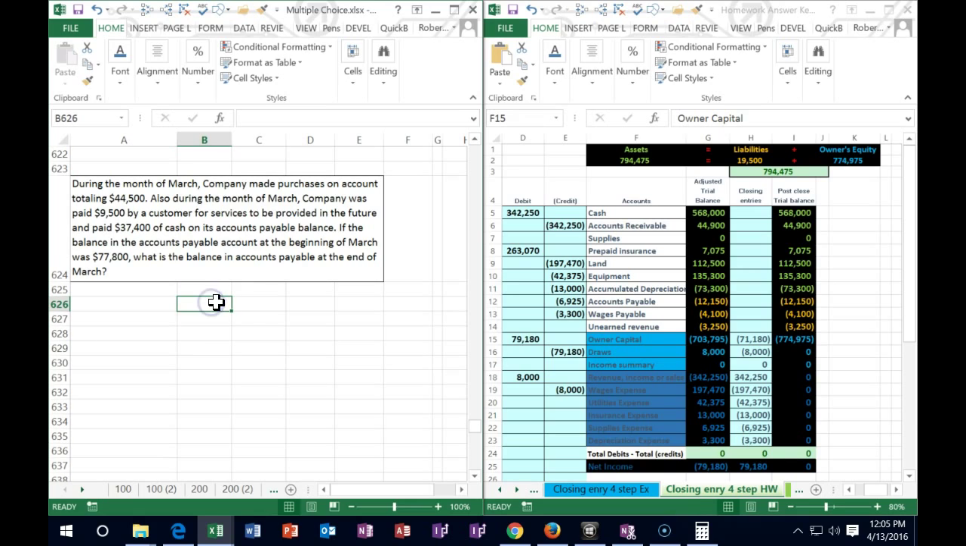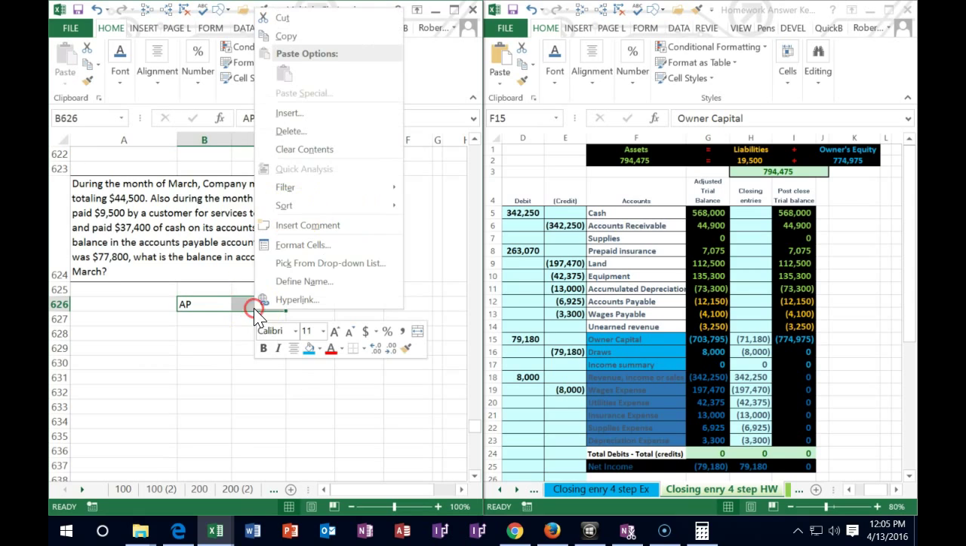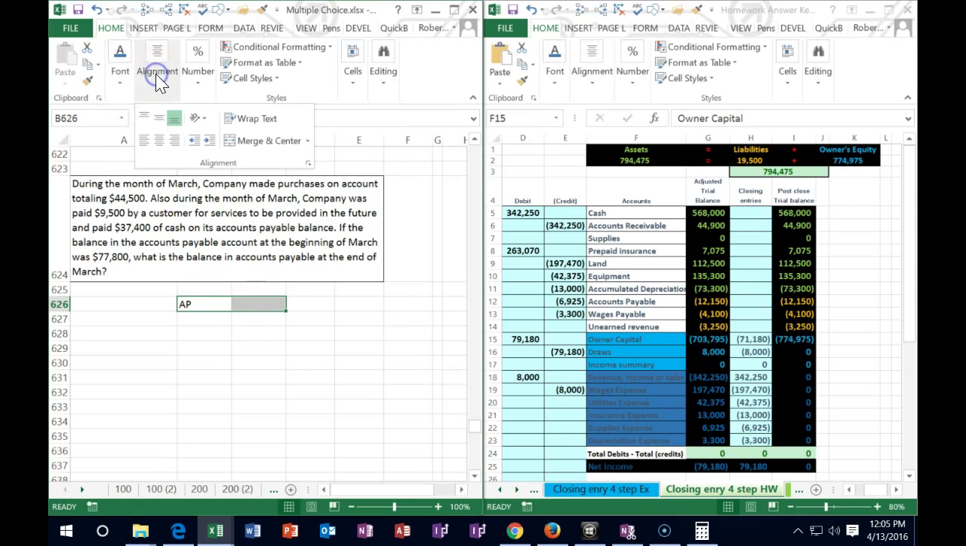Okay, so we're looking at the accounts payable account here. I'm going to put our T account here again. I'm just going to call it AP for accounts payable. Hope that doesn't bother anyone. AP, accounts payable on that. And then we're going to make our T account. So we're going to have our debit and we're going to have our credit.